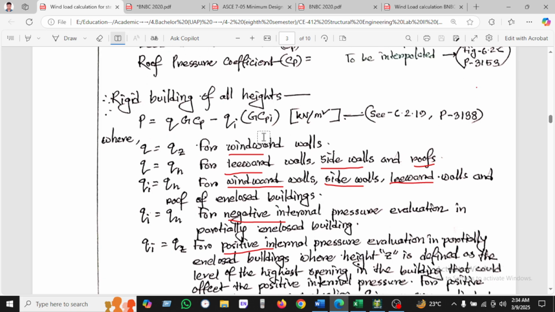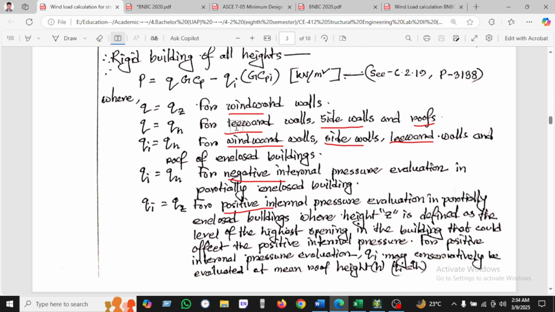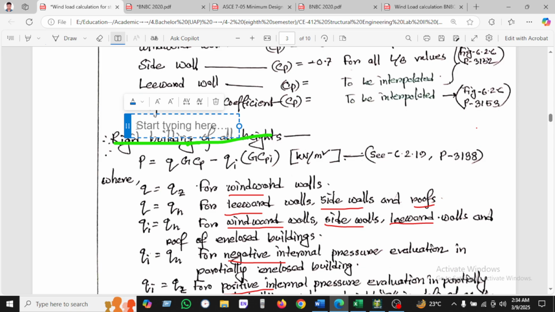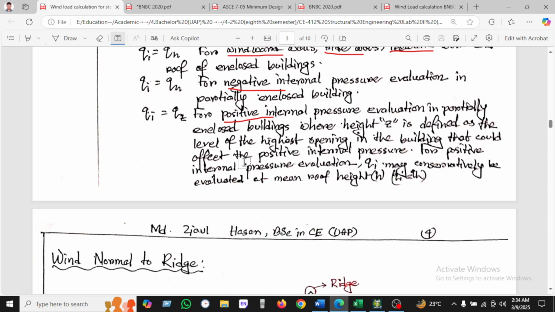We have already shown the rigid building. This one will be a shed building, not rigid. I am just using a steel shed. It will be a low rise building or steel shed, low rise. That's why we are using it here.